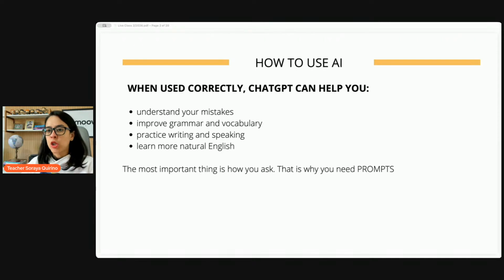It has a lot to learn. It is learning from us. We learn from it and it learns from us, right? But it is very helpful for you to understand your mistakes. I'm a big believer in mistake analysis, and I'm going to talk about mistake analysis again in this class later.